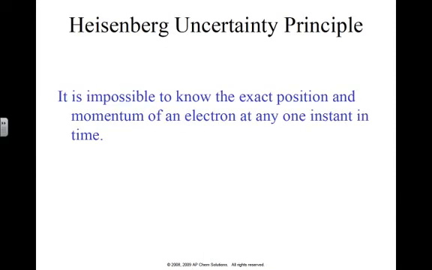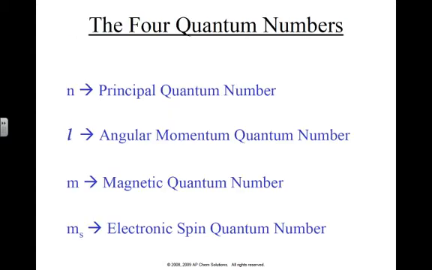The Heisenberg uncertainty principle says that it is impossible to know the exact position and momentum of an electron at any one instant in time. So this kind of gets us to the quantum model of what an atom actually looks like, this big cloud of electrons. There are 4 quantum numbers that you need to be familiar with. They are the n, the l, the m, sometimes called the m sub l, and the m sub s.